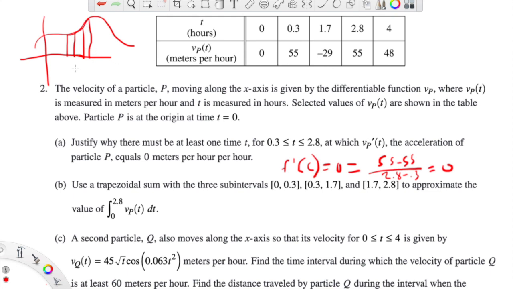So as far as we're concerned, we're going to have 2 heights, and that's going to correspond to the VP of t of each interval. Those are going to be your two bases in the trapezoidal formula, which is base 1 plus base 2 over 2 times height. And the height is going to be the length of the interval. So for example, for this interval, that would be 1.7 minus 0.3.